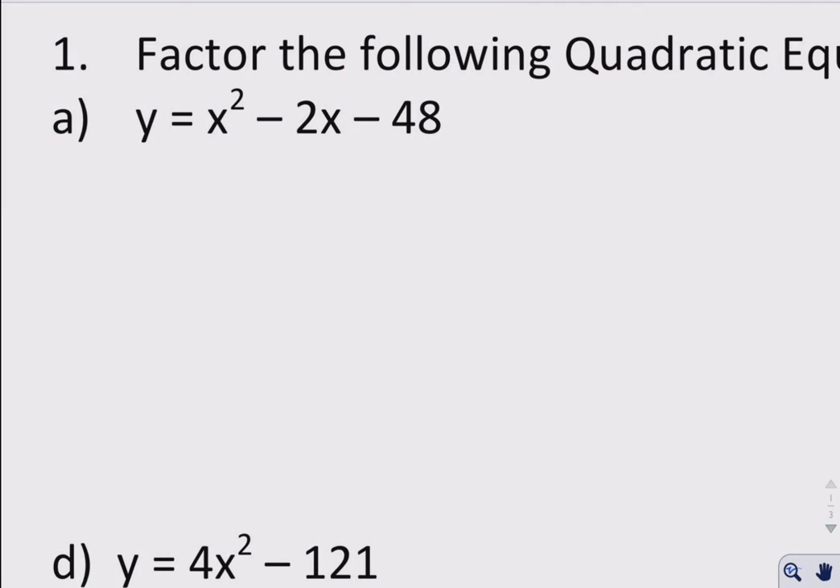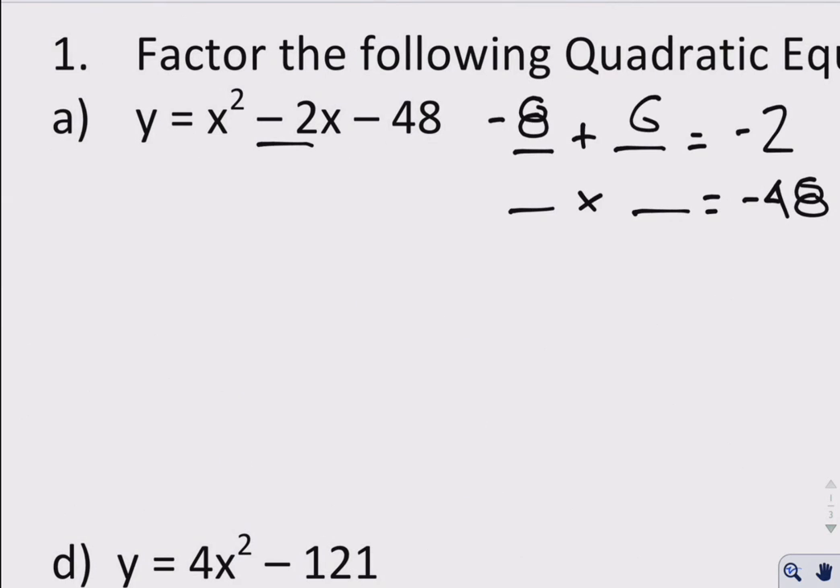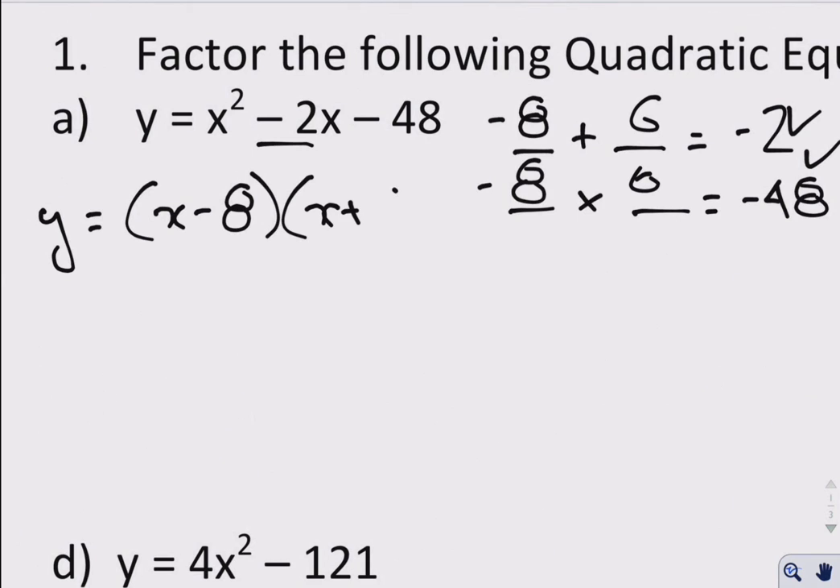My expression here is a simple trinomial, so I'm looking for two numbers that add to give me the middle term, which is -2, and they multiply to give me -48. Those two numbers are -8 and +6. You'll notice that they both work. I'm just going to write my final answer immediately as x minus 8 and x plus 6. What does that mean for my roots?